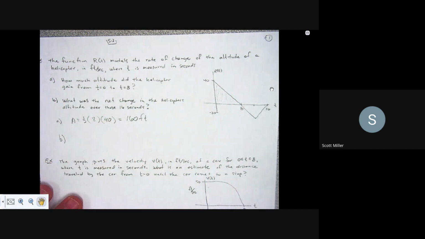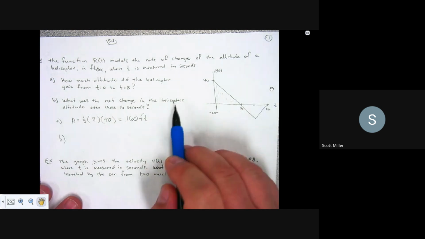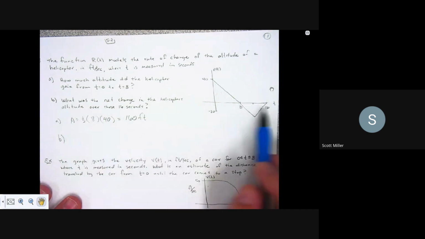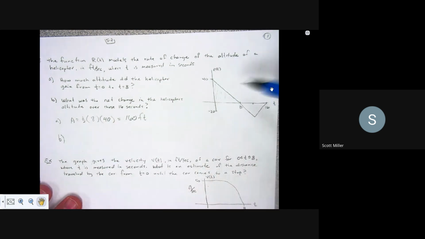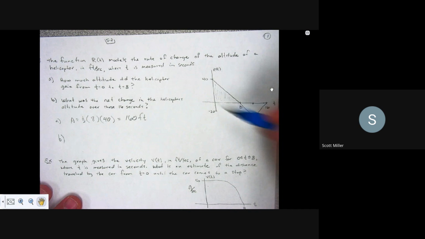Part B. What was the net change in the helicopter's altitude over the 16 seconds? So if this is a rate, think about the stuff we learned. This is where it changes, because it changes direction, right? It was increasing here and then decreasing here. And this is where it reaches maximum altitude. So the helicopter, this is the rate, this is the speed of the helicopter, the velocity. So it was going up and then it was coming down.